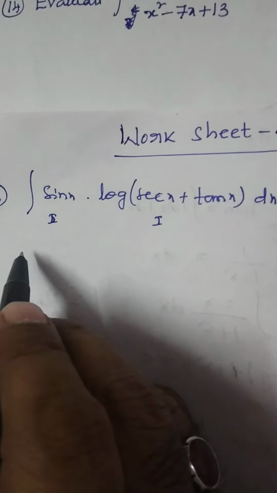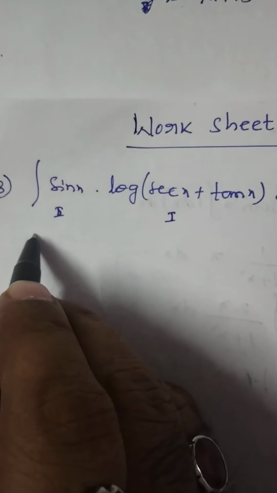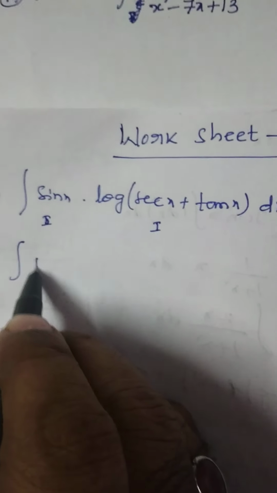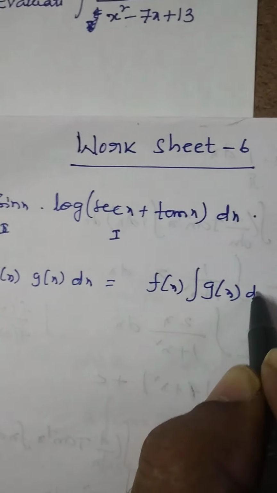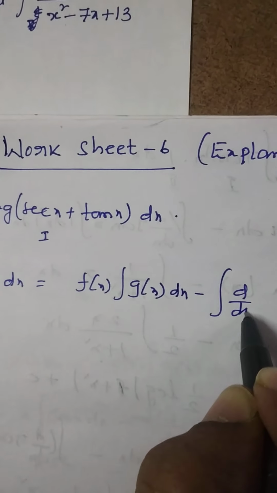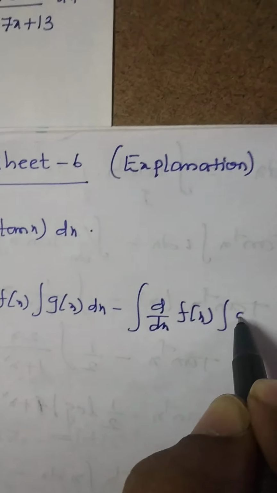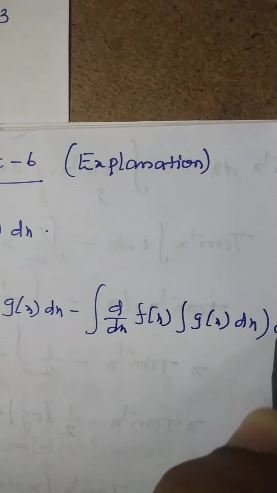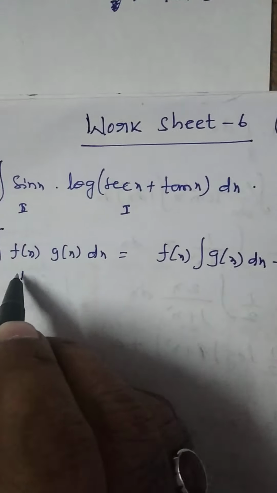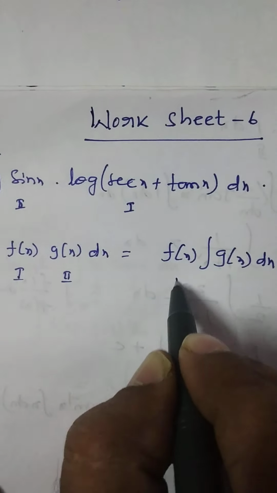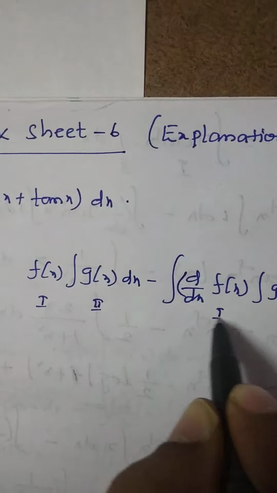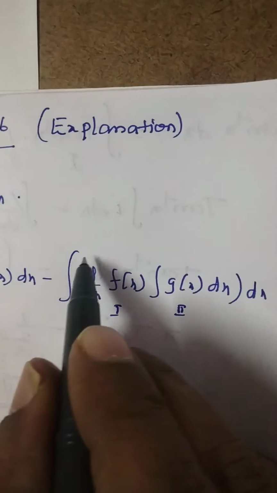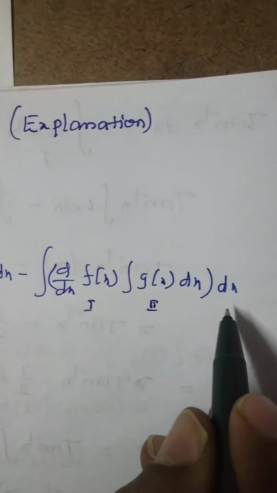Once again, to help you remember perfectly, I am writing the integration by parts formula. Integration of f of x into g of x dx is equal to f of x into integration of g of x dx minus integration of d by dx of f of x into integration of g of x dx, again whole dx. This is the formula. If this is the first function and this is the second function, it is first function into integration of second function, minus integration of derivative of the first function into integration of second function, again whole integration. That's why we got whole dx here.